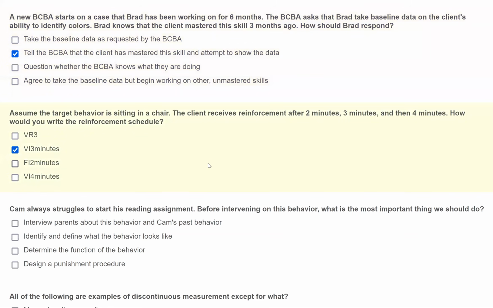You are reinforcing on a variable interval 3-minute schedule. Every 3 minutes, on average, the client receives reinforcement. If the client received reinforcement after 3 minutes, 3 minutes, and 3 minutes, this would be a fixed interval 3 minutes. Make sure you know the difference. Make sure you understand. Yes, variable means changing, but it also means average.